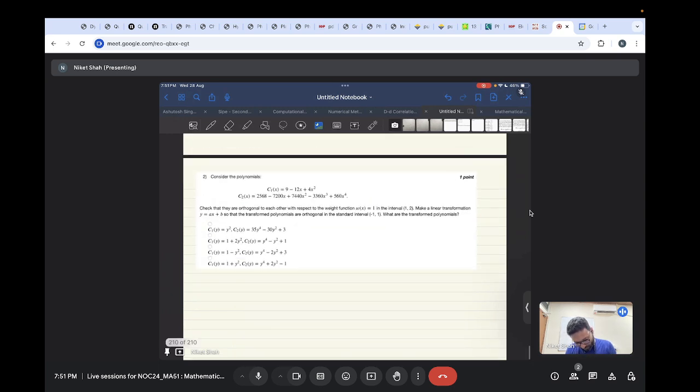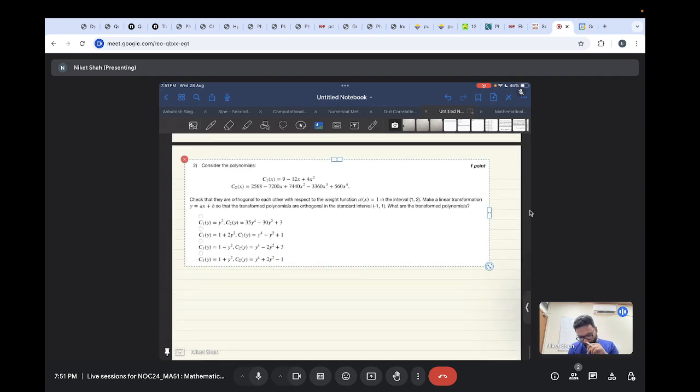Alright, now this is the second problem. Consider the polynomials. These are the two polynomials given, C1 and C2. We're supposed to check whether they are orthogonal to each other with respect to the weight function w of x equal to 1 in the interval 1 to 2. Then make a linear transformation y is equal to ax plus b so that the transformed polynomials are orthogonal in the standard interval minus 1 to 1. What are the transformed polynomials? First we have to check whether they're orthogonal with respect to the weight function w of x equal to 1 inside the interval 1 to 2.